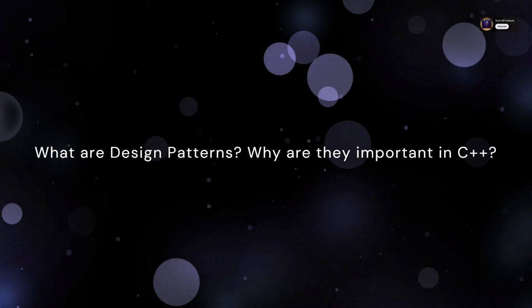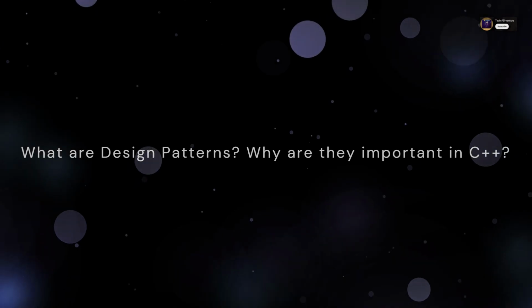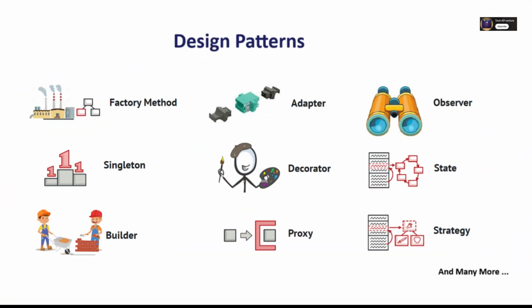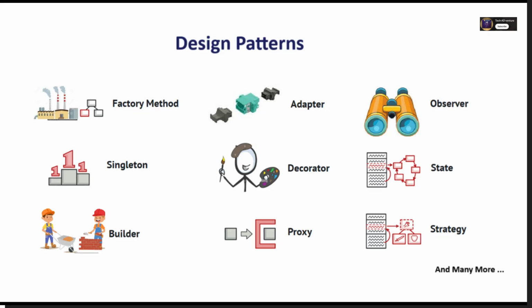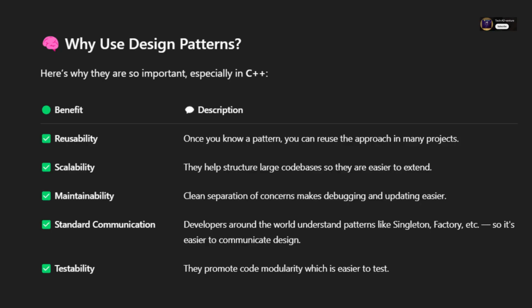What are design patterns? Why are they important in C++? Design patterns are proven, reusable solutions to common problems that occur in software design. Think of them like blueprints or templates for solving specific issues in object-oriented programming. They're not code you copy-paste, but concepts you adapt to your own problem. Design patterns in C++ are like best practices or standard templates that make your code more efficient, scalable, and maintainable. By using them, you're solving problems the way experienced developers have solved them for decades.